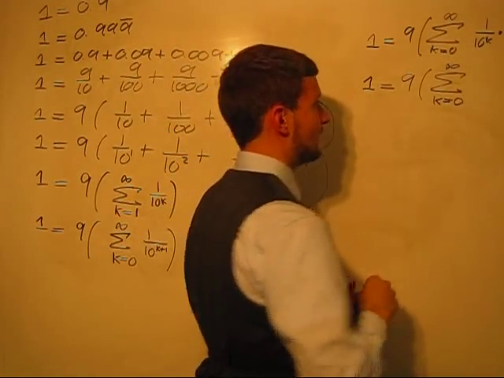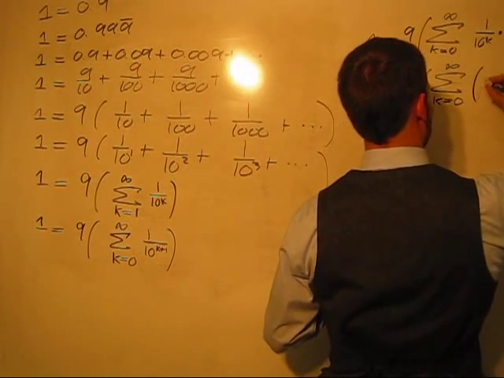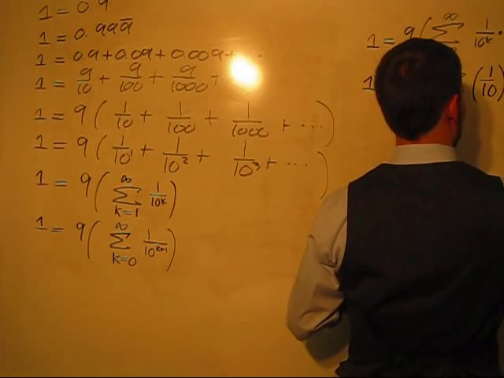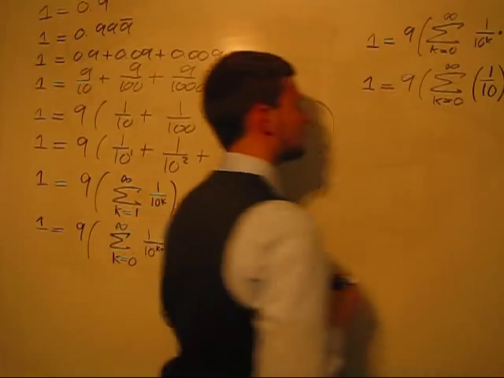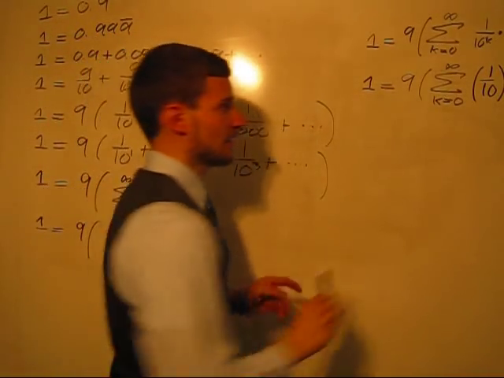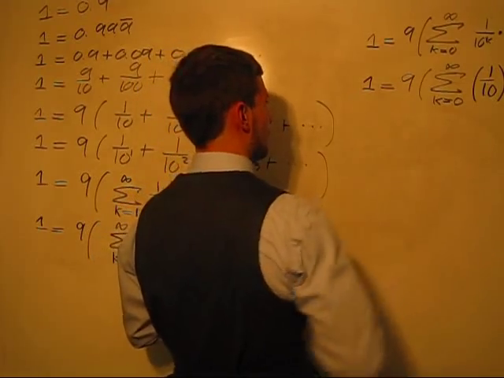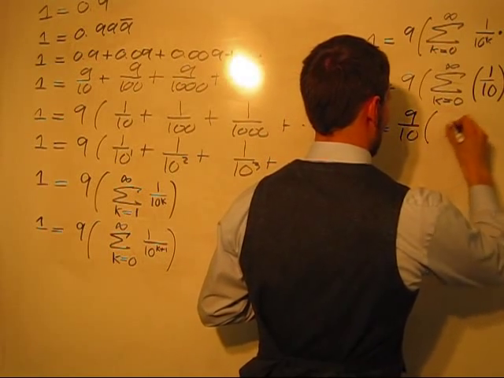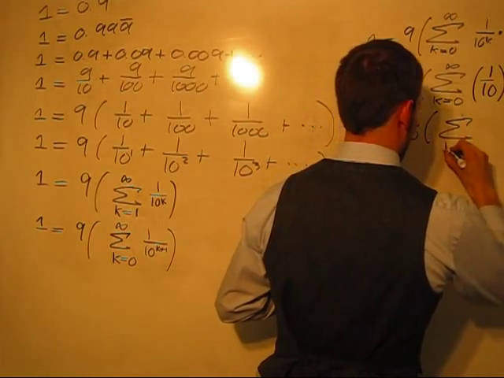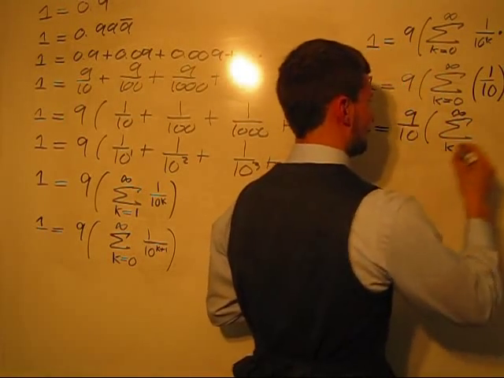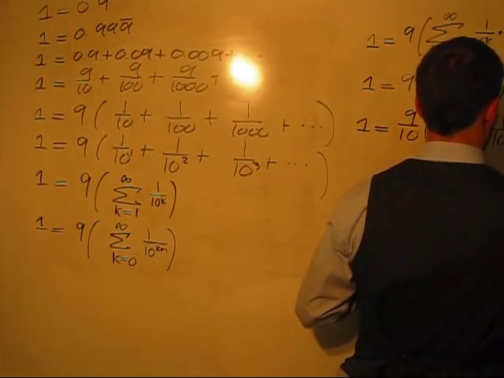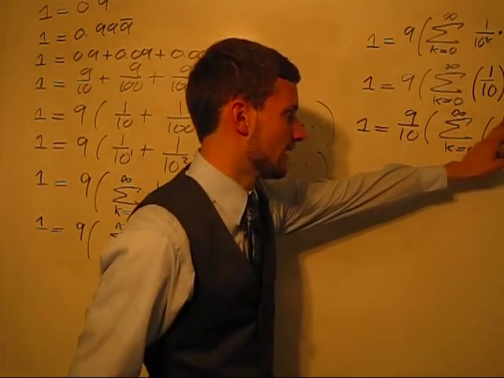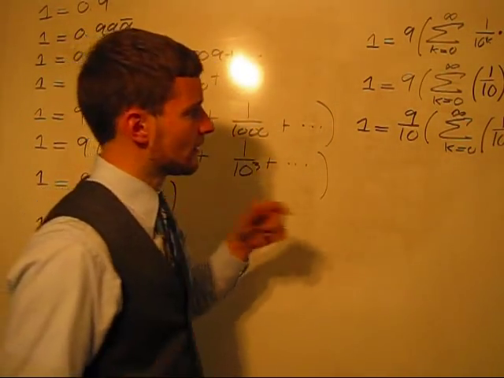But the advantage it affords me is that now I can put this as 1 over 10 to the k power times 1 over 10. So now we have a constant 1/10. We can factor that out with the 9, basically. So now we have that 1 is equal to 9/10 times the summation as k equals 0 to infinity of (1/10) to the k. Since the index starts at 0 and it's to the k power, that is, r is to the k power, this is a geometric series.